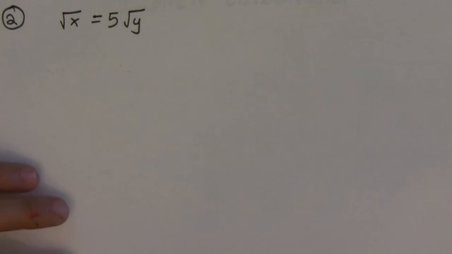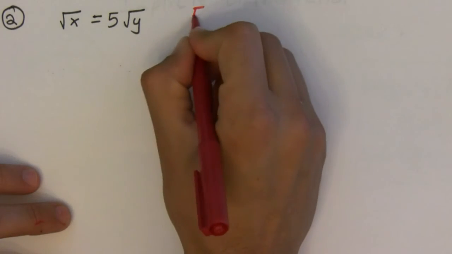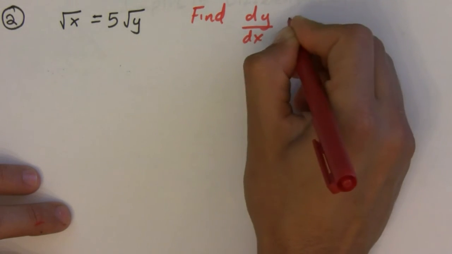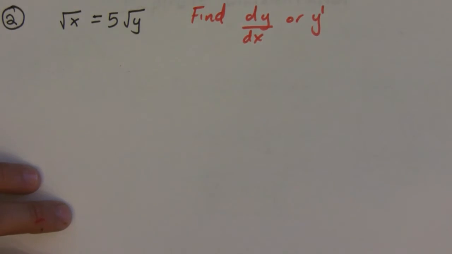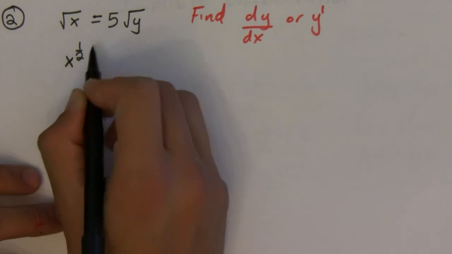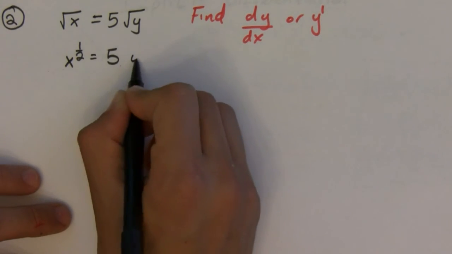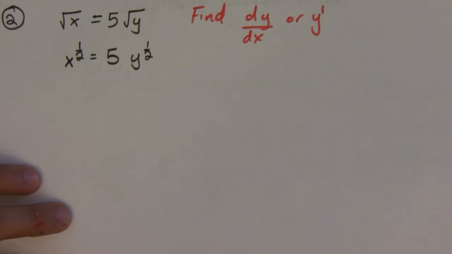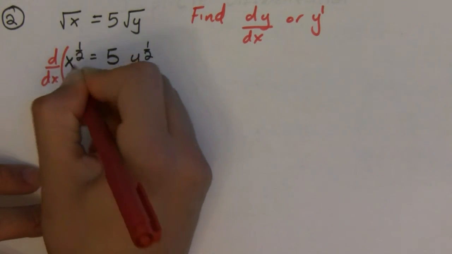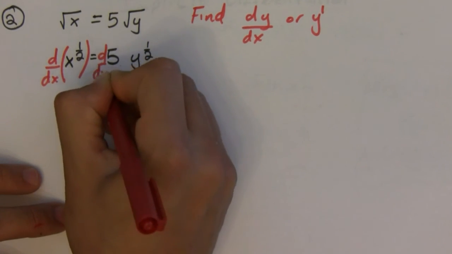Okay, so we want to get the derivative of this function implicitly. So what we're trying to do is find dy over dx, or in other words, y prime for short. Okay, so the first thing is to rewrite these square roots as fractional exponents. And then we get the derivative of both the left side and the right side.